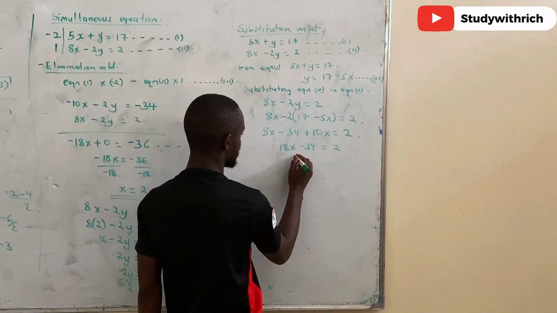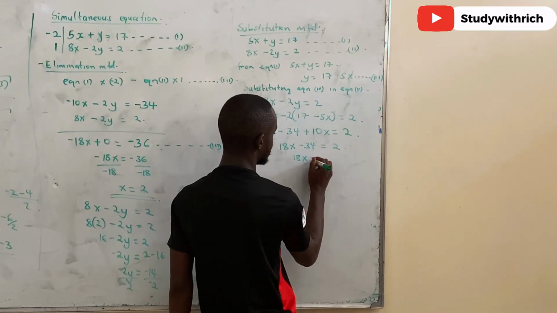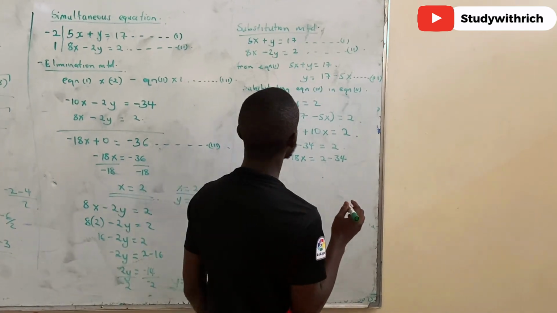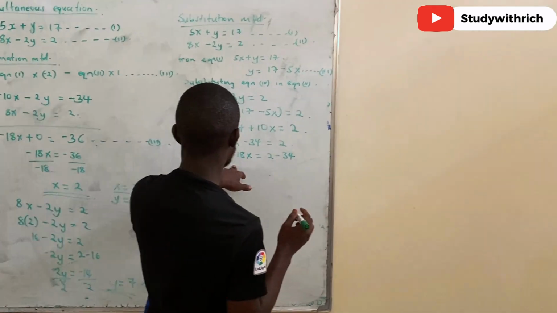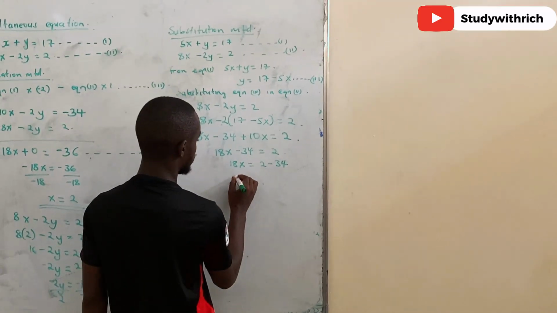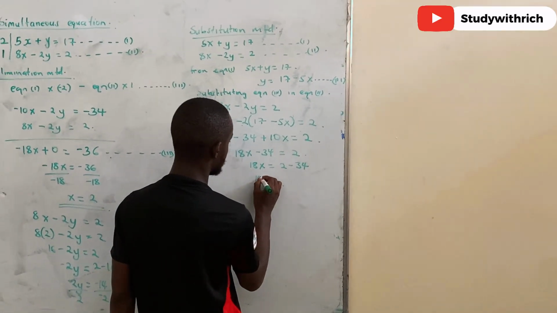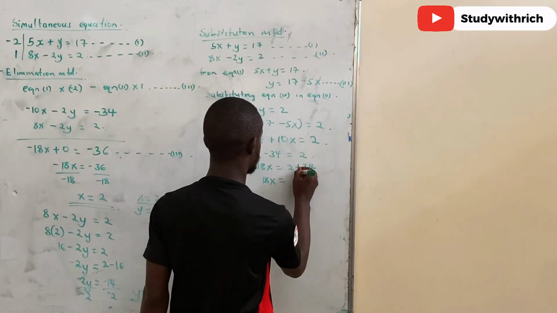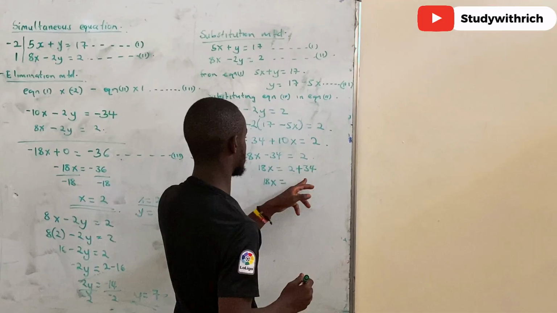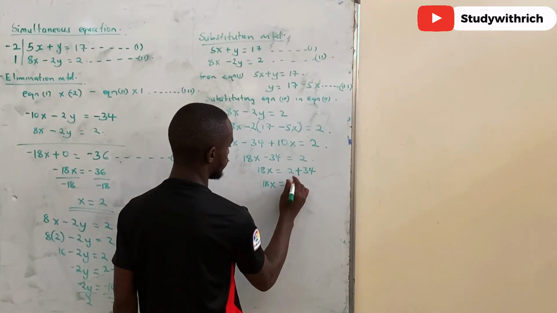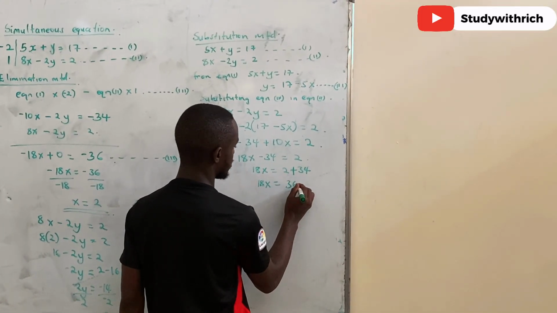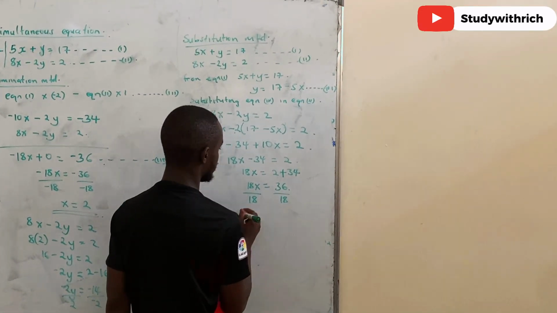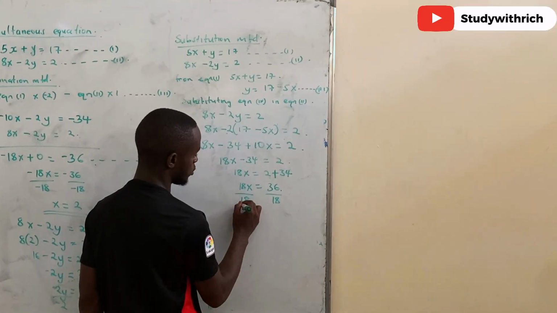When you take this side, 18x is equal to 2 plus 34, because it has crossed the equal sign. So 2 plus 34 will be 36. Divide by 18, divide by 18. X will be equal to 2.